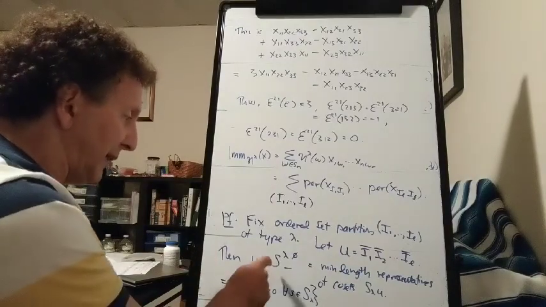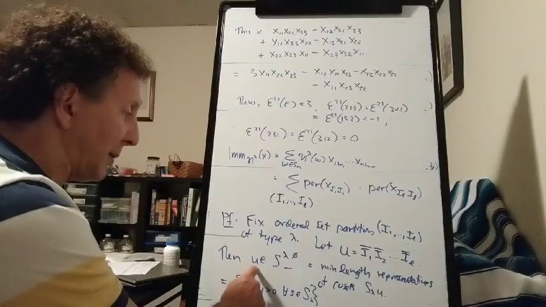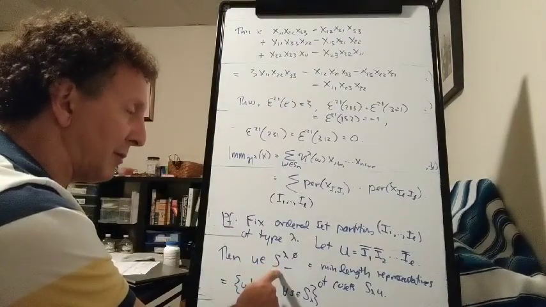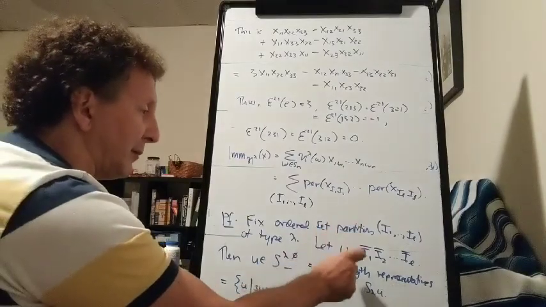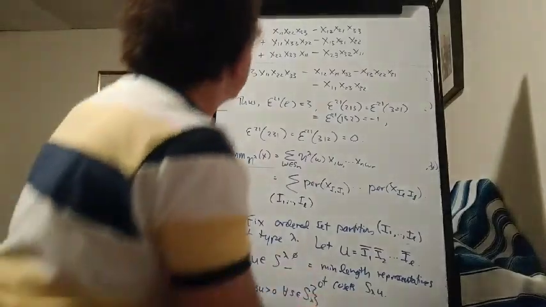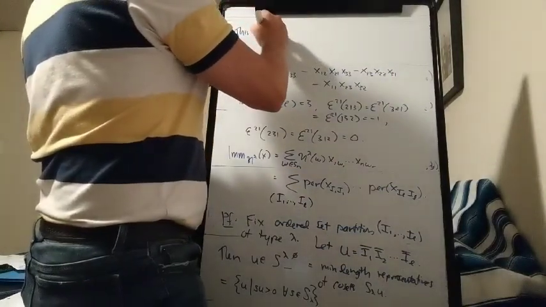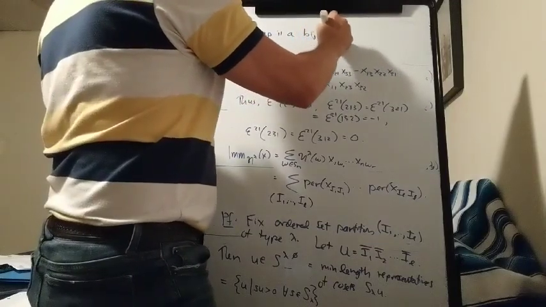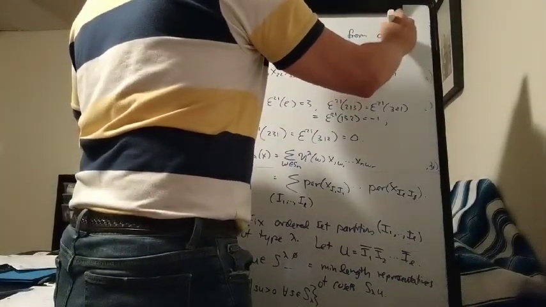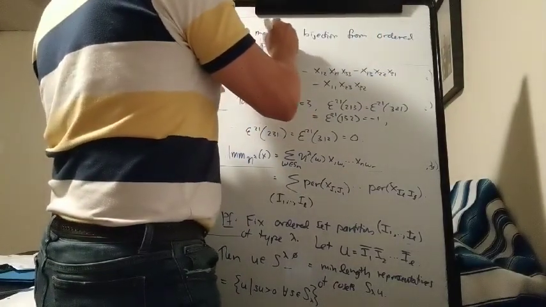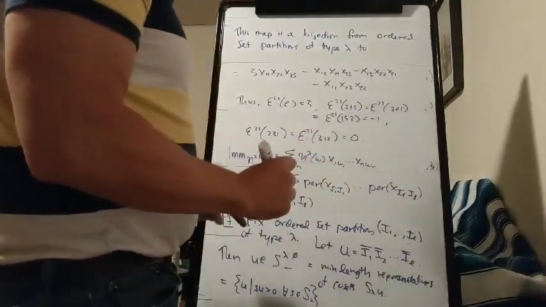So actually there's a bijection between these minimal coset representatives and the ordered set partitions, because each of the elements in this set of minimum length representatives has increasing subsequences, etc., where the increasing subsequences have length lambda 1, lambda 2 up to lambda L. So this map is a bijection from ordered set partitions of type lambda to the minimum coset representatives.